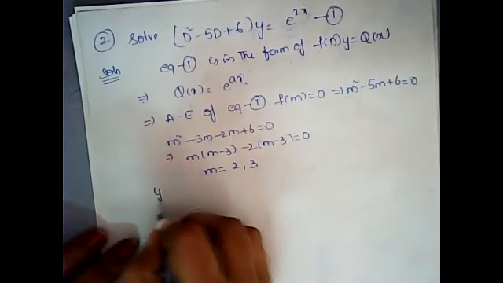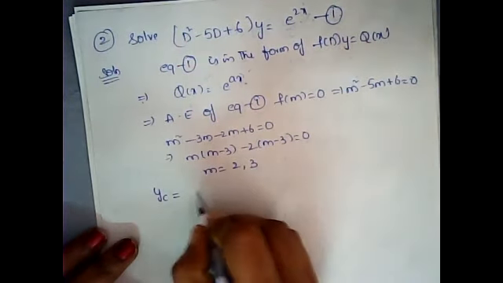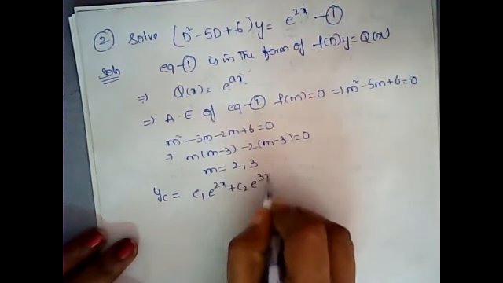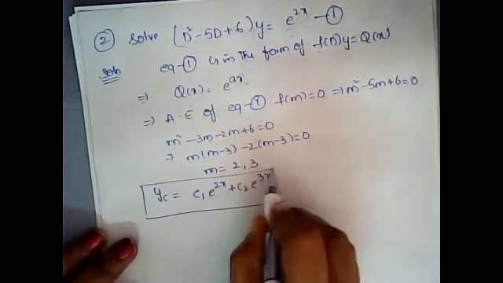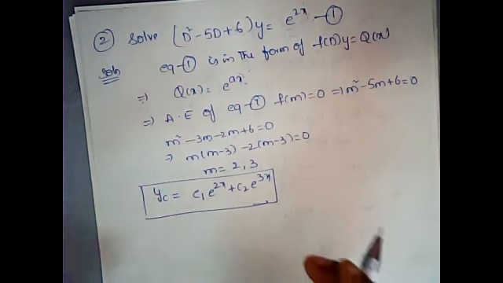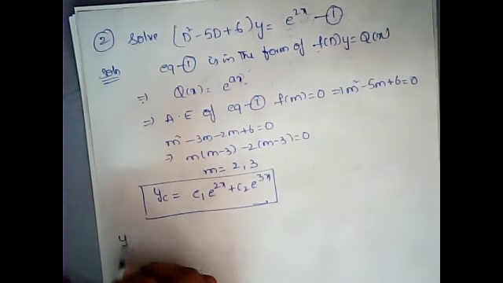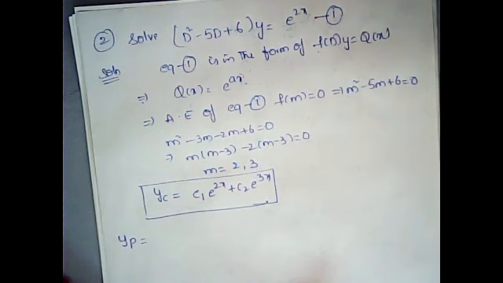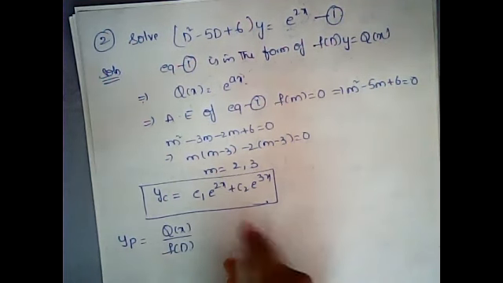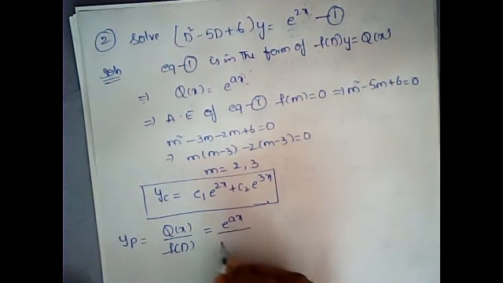So how are we going to find out yc here? Yc will be taken as c1 e power 2x plus c2 e power 3x. So this is the required yc here. But for the general solution, we need to go with yp also, right? So how are we going to find yp? Yp will be taken as q of x by f of d form. So what is q of x here? Q of x is nothing but e power ax by d square minus 5d plus 6.